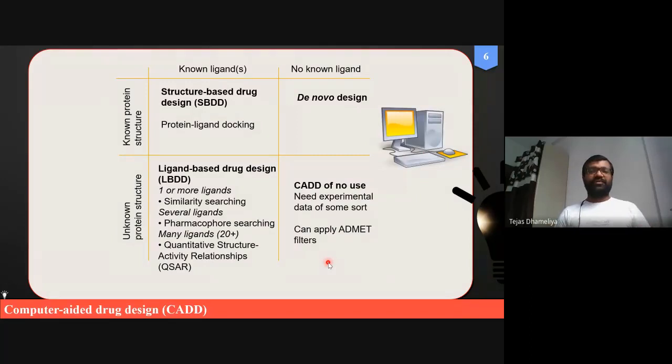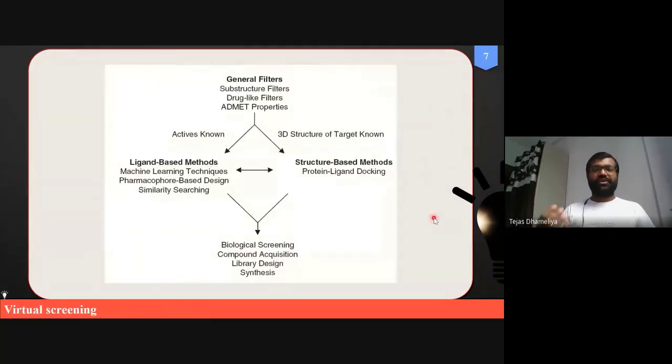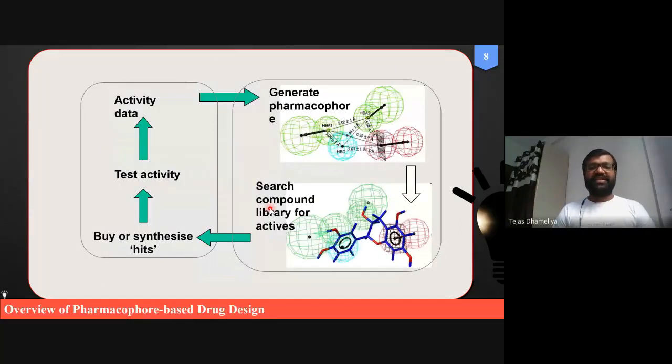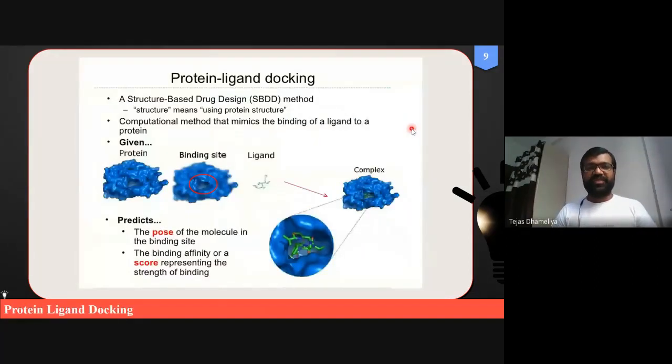And depending upon the structure of the ligands and the structure of the proteins, whatever is available, we can go for computer-aided drug design based techniques. Here, various filters are applied, and once the filters are applied in virtual screening, we can go for several techniques such as molecular docking or virtual screening. Pharmacophore based drug design is another technique where we can develop a pharmacophore depending upon the availability of a crystal structure of the protein, and then we can go ahead.